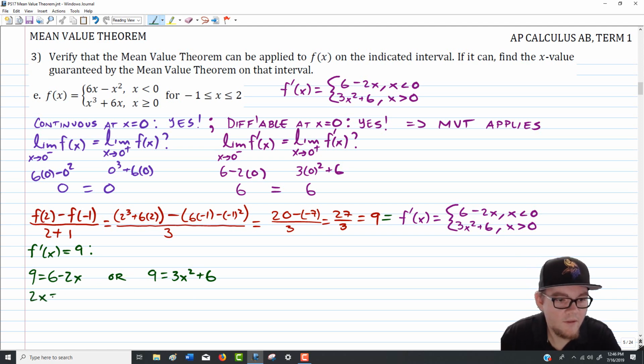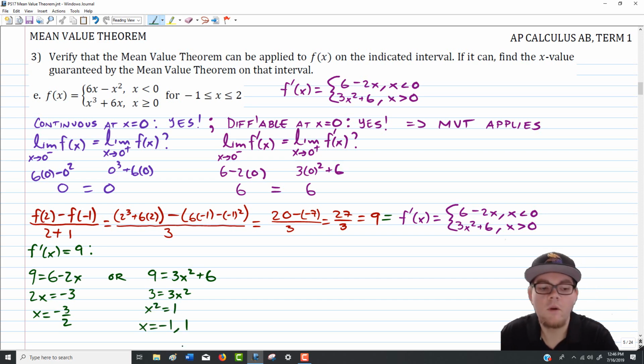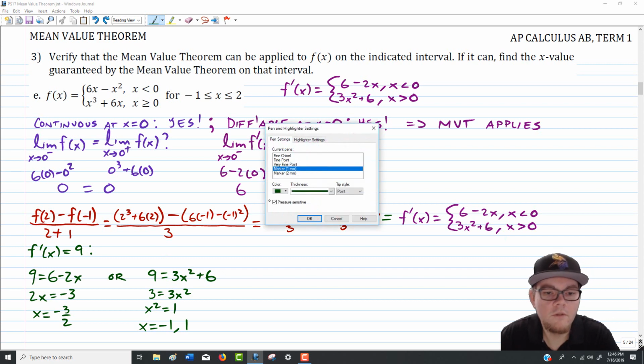First one, we get 2x equals negative 3, or x equals negative 3 over 2. We'll play with that in a second. On this side, we're going to get that 3 equals 3x squared, or x squared equals 1, which gives us x equals negative 1 or positive 1. So it looks like we found three values. Yay, yes! Except, of course, remember our interval.